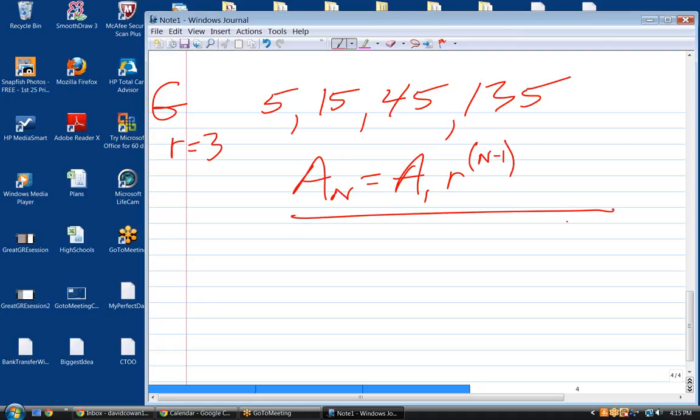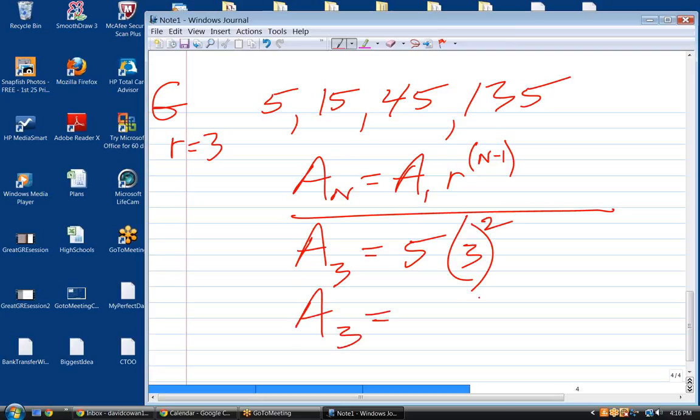Now, let's talk about that. How does that work? Well, a sub 1 is the first term, 5. A sub n is the nth term. Let's say I wanted to know what the third term of this series was. So I want a sub 3. I'm going to get it by starting with 5. The common ratio is 3, and I'm going to take 3 to the 3 minus 1, 2 power. So a sub 3 is equal to 45. That's my third term.